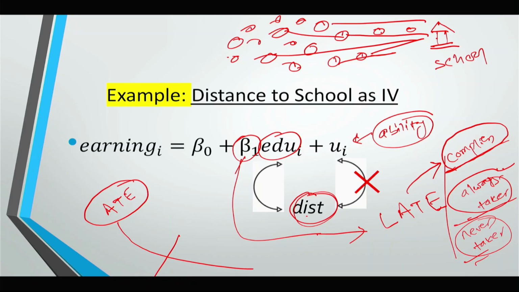So this model does not account for these two categories, always-takers and never-takers. That's why we can say this is the local average treatment effect, which only cares about the compliers. We were able to cut the correlation between education and the error term, because we are going through distance, which is not correlated to the error term but is correlated to education. So this is very helpful to run this model to estimate the local average treatment effect. We can say that this beta 1 will be the impact of years of education on earnings.